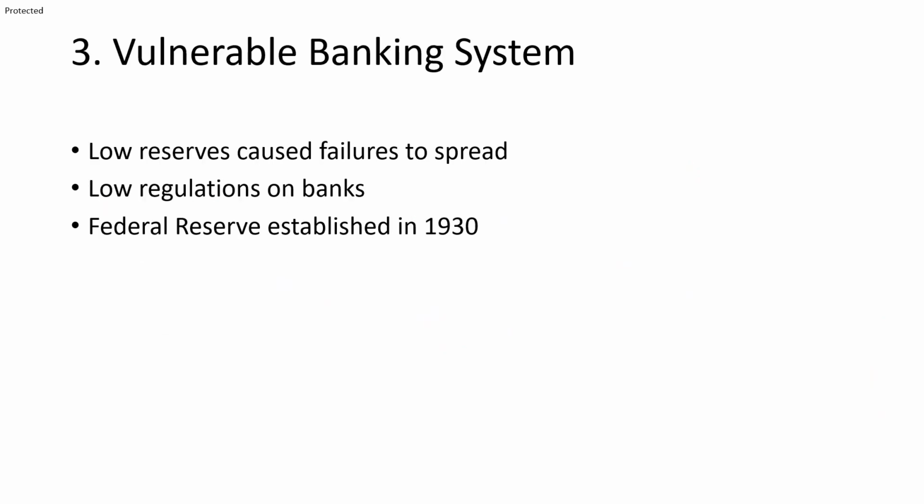The next cause for the Great Depression was the vulnerable banking system. So there was a banking system in the late 1920s which was very vulnerable. Banks lent to each other but collapsed when any failed since the reserves were low and there were no regulations to reduce the risks. So in the late 1920s, US banks made what appeared to be safe loans secured by assets like real estate and stocks.